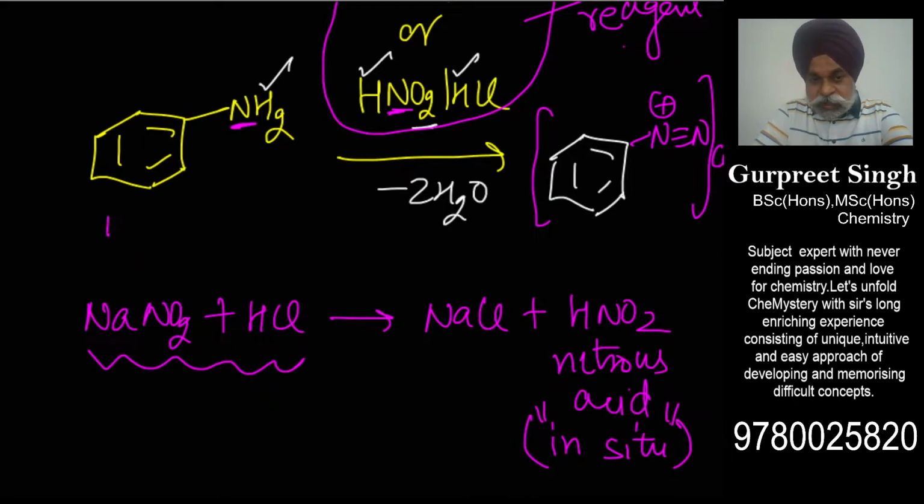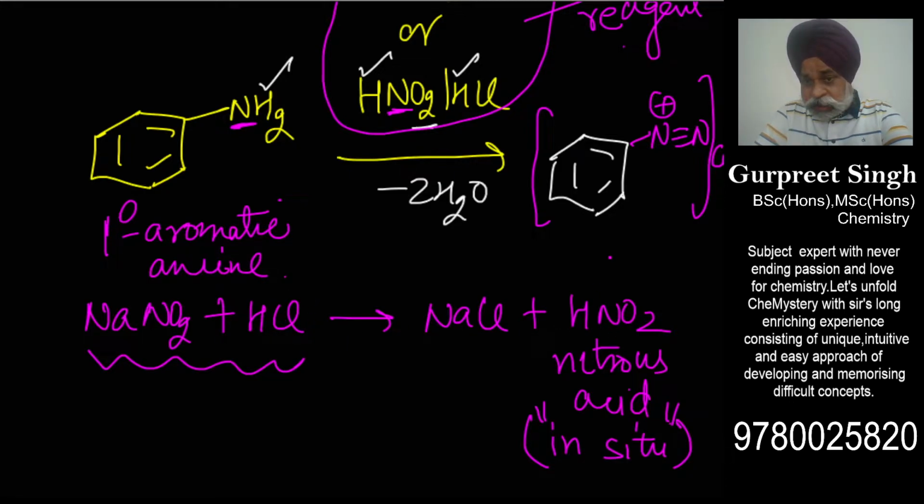So you have taken a primary aromatic amine. What is the condition to generate a diazonium salt? You should have a primary aromatic amine treated with nitrous acid in the presence of HCl, which in a way would then produce that benzene diazonium salt. Or I can also write it like this.